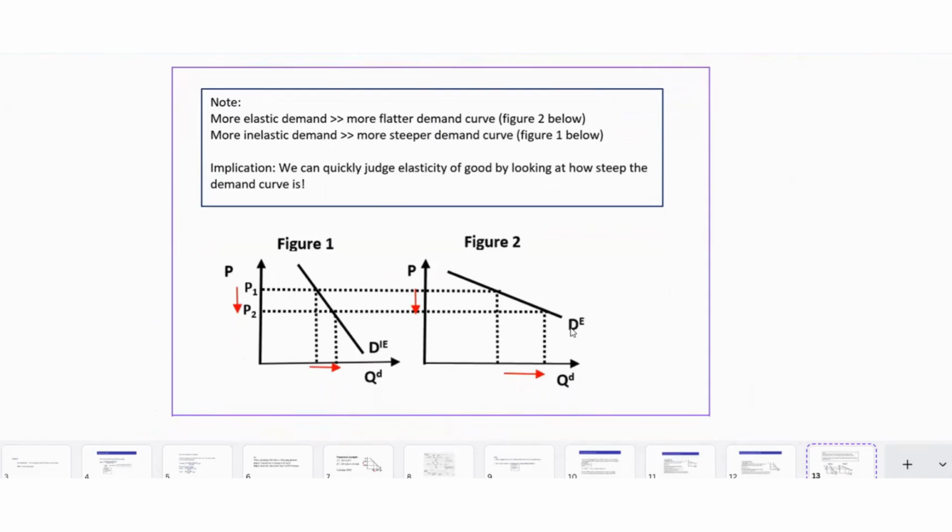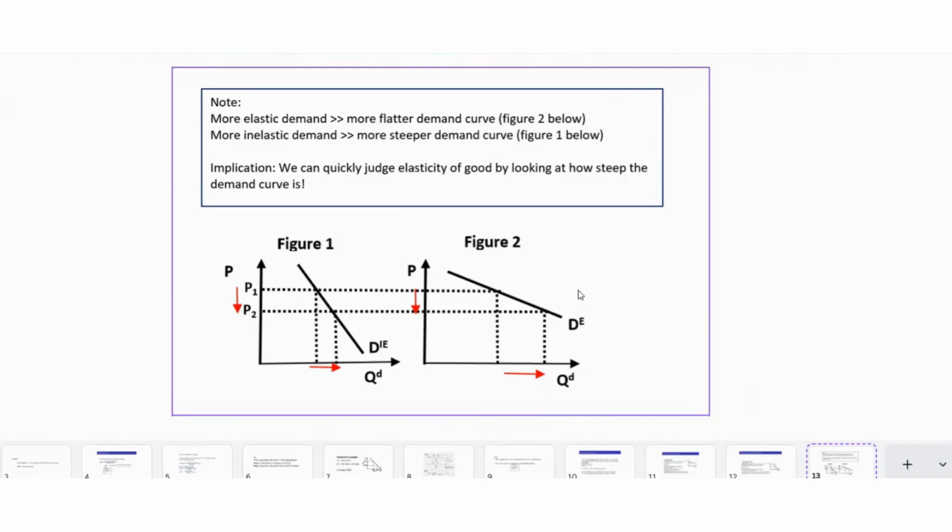But in the case of elastic demand, when we have the same fall in price, the increase in quantity demanded is a lot more, and we have a flatter demand curve. So the more elastic the demand, the flatter the demand curve, and the more inelastic the demand, the steeper the demand curve. In both cases, we can see that price falls by the same amount. Here, quantity demanded does not increase by much. We have a steeper demand curve. Here, quantity demanded increases by a lot. We have a flatter demand curve.